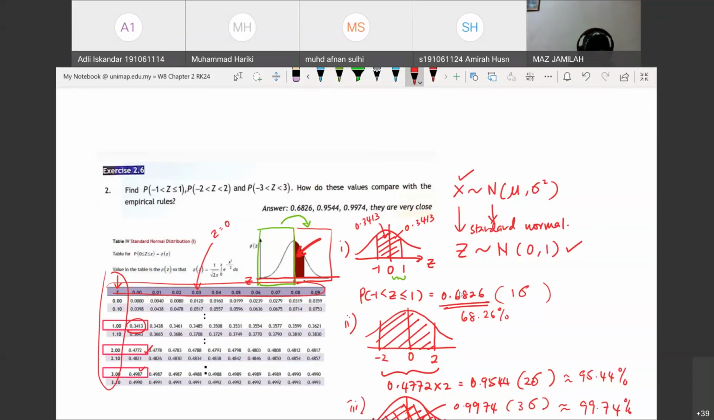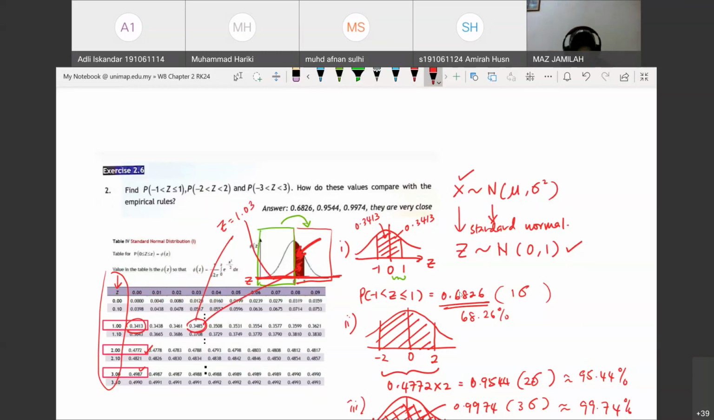Let's say we are talking about here. This one would be Z equal to 1.03, and the probability is given by 0.3485. So when we are talking about this Z value, it is along the x-axis. When we are talking about the probability value, this probability value refers to this particular shaded area.